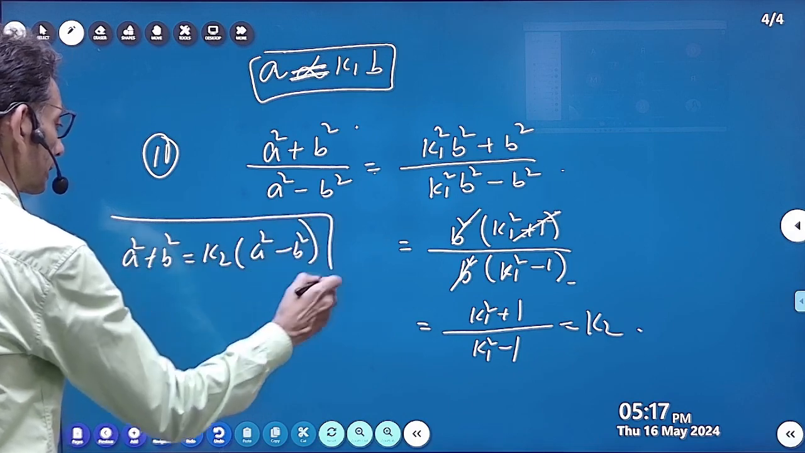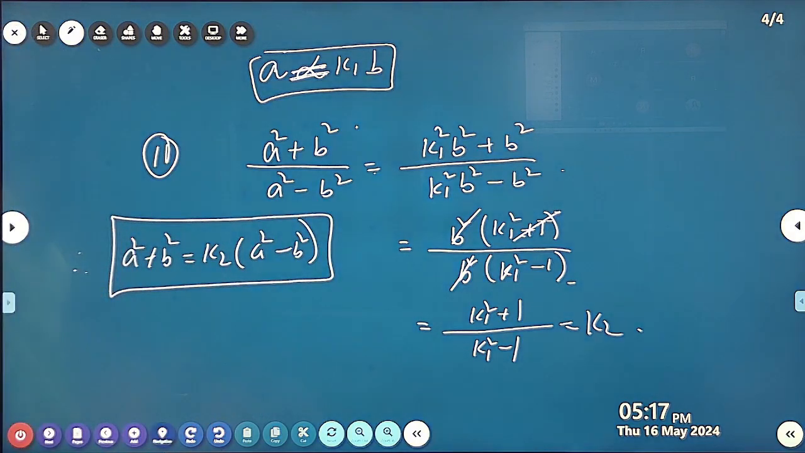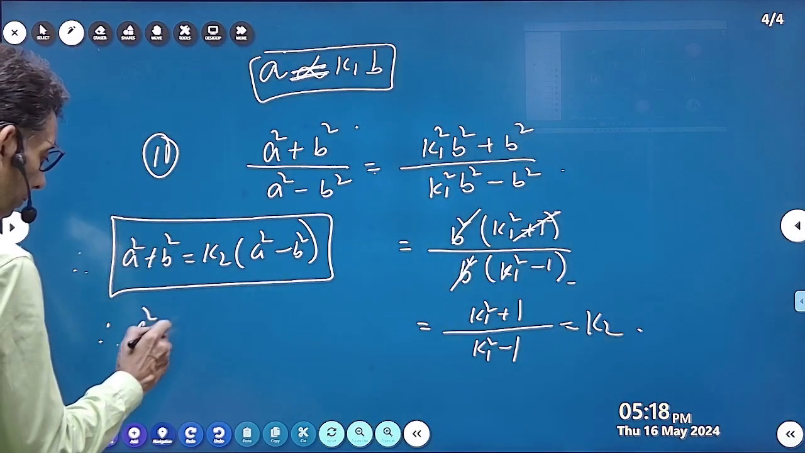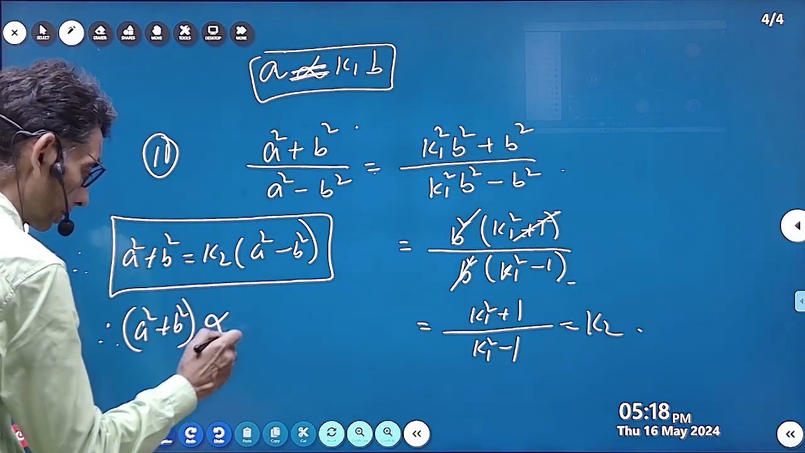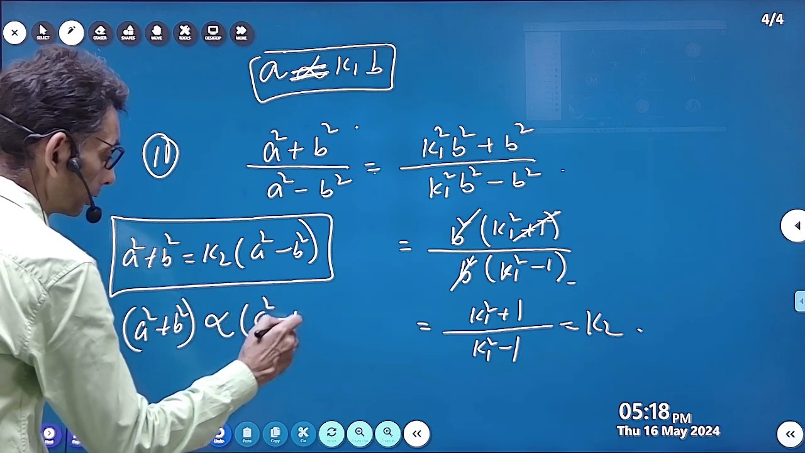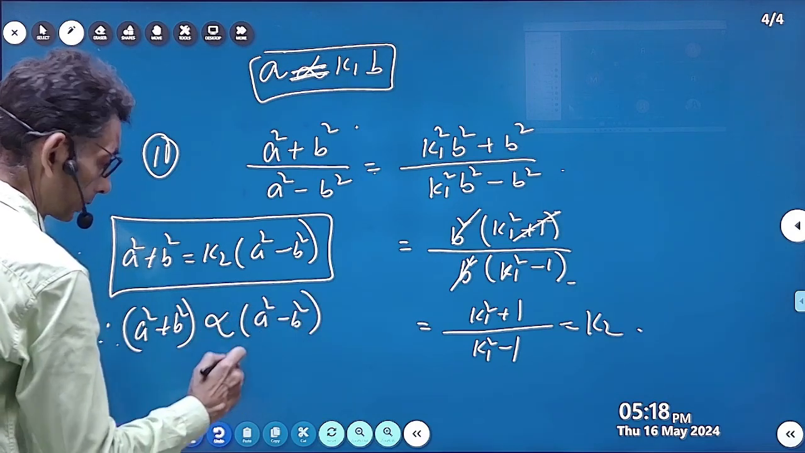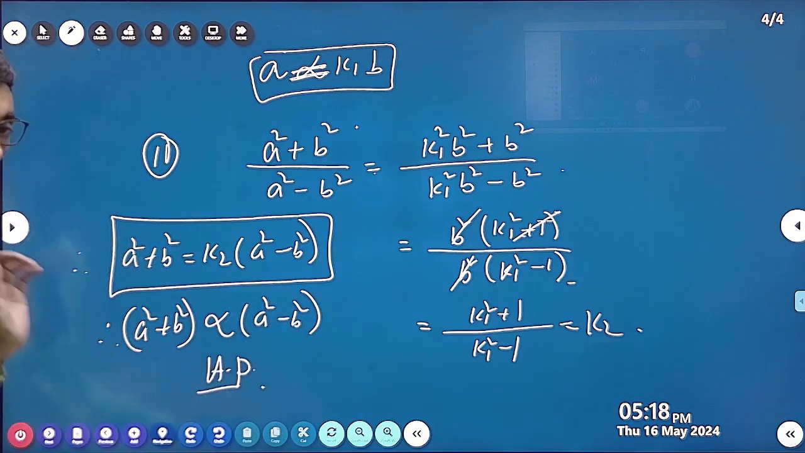When you can write this, etu ketia likhibo pariba? Eta k2 to moi remove kori dia. Remove the k2. K2 remove korile ki hobo? A square plus b square. Jodi moi k2 remove kori diu, equal holoni proportional hoi jabo. Hence proved. Is that okay?